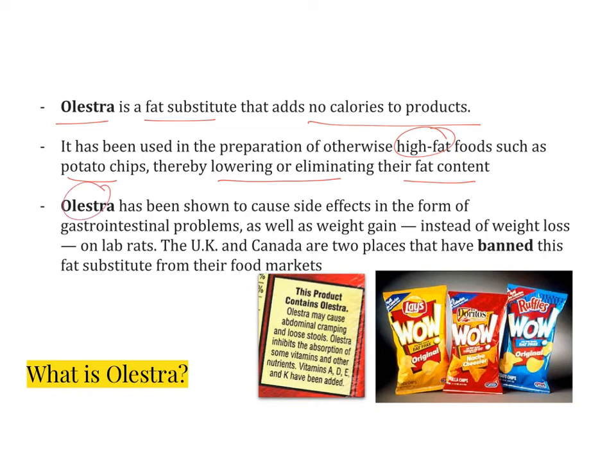However, olestra has been shown to cause side effects in the form of gastrointestinal problems as well as weight gain, instead of weight loss, on lab rats. The UK and Canada have banned the fat substitute, and Australia has also banned it. We can see here there is a warning statement on a product that contains olestra, saying that olestra may cause abdominal cramping and loose stools. It inhibits the absorption of some vitamins and other nutrients, and vitamins A, D, E and K have been added.